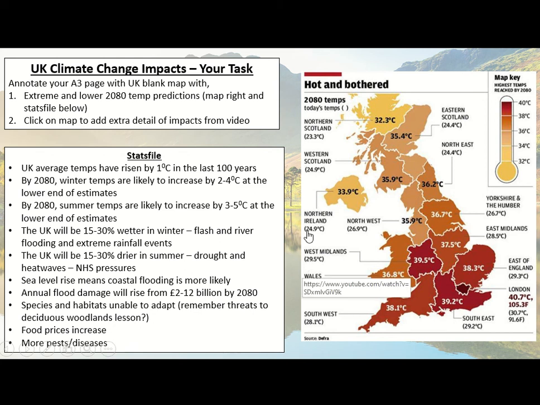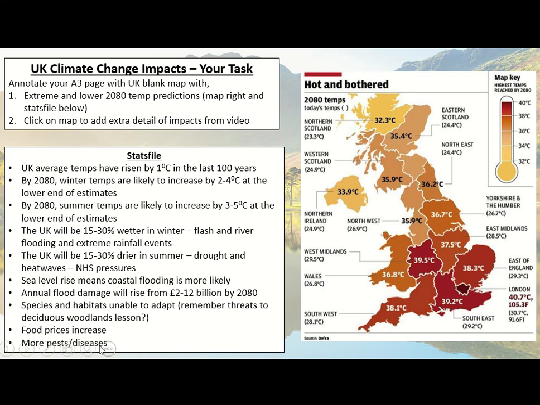Other ways, though, what I'd like you to do, and it won't necessarily go alongside the map, but I would like you to copy basically the stats file here. Okay, I want extra information from here. So UK average temperatures have risen by a degree in the last 100 years. That is factual. That has happened. Okay, and then look at these other extremities, and everything else going on here.